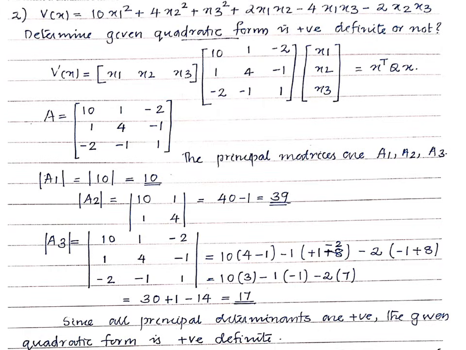Then the x1 x3 coefficient is -4, which divided by 2 becomes -2. So put -2 in the 1,3 and 3,1 slots. Similarly, the coefficient of x2 x3 is -2, divided by 2 becomes -1. So put -1 in the 2,3 and 3,2 slots. So we get A. Then taking the minor matrices A1, A2, A3, all the determinants are positive. We can say that the given quadratic form is a positive definite function.